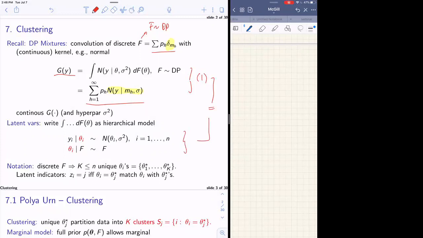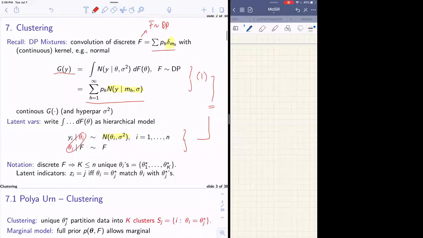We can introduce a latent variable theta i, and we say y i given theta i comes from that kernel, in our case a normal, and theta i comes from F. That's exactly equivalent to line 1 up there, because when you multiply the 2 and marginalize out theta i, you're exactly back to line 1. So this is just by way of reminder of where this came from.